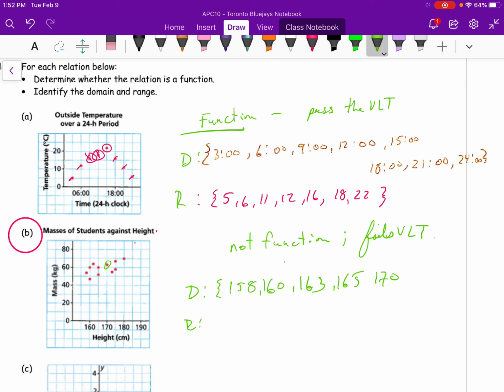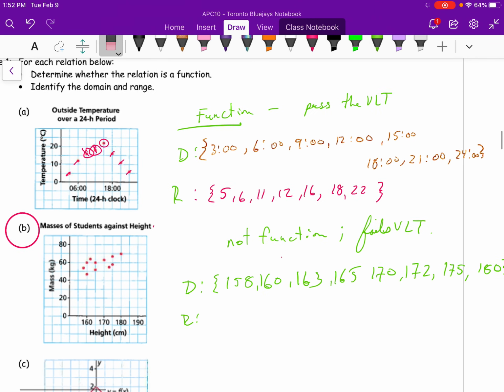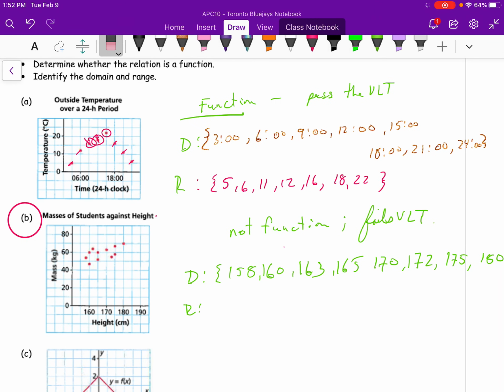Here it looks like 170. And this one here is going to look like it is 172. And then I have these 2 points, which is 175 and 180. So those are all the numbers in my first set. And then all the numbers in my second set will be as follows.